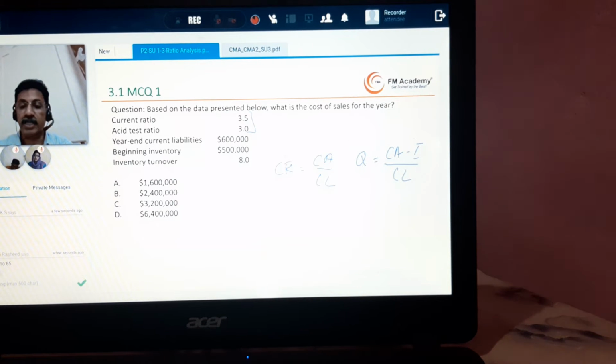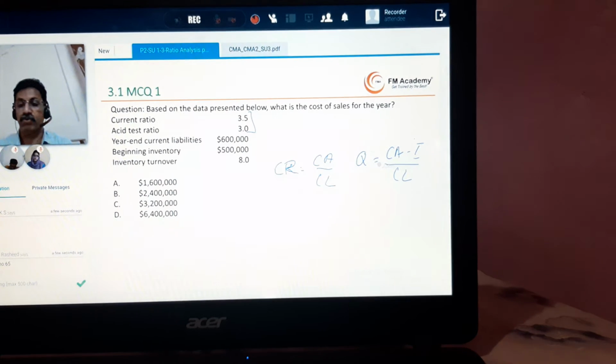If both these ratios are given, you can derive it. What is the difference between these two? You have to see that. So what is it? Current ratio minus quick ratio. Definitely your current ratio will be higher. Which one will be higher, your current ratio or quick ratio?